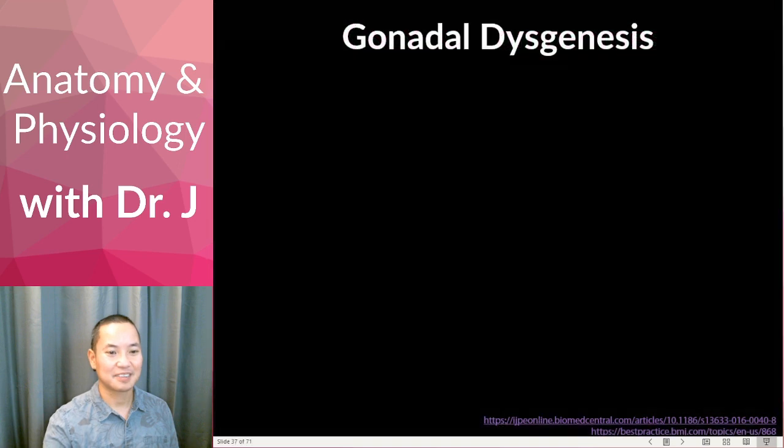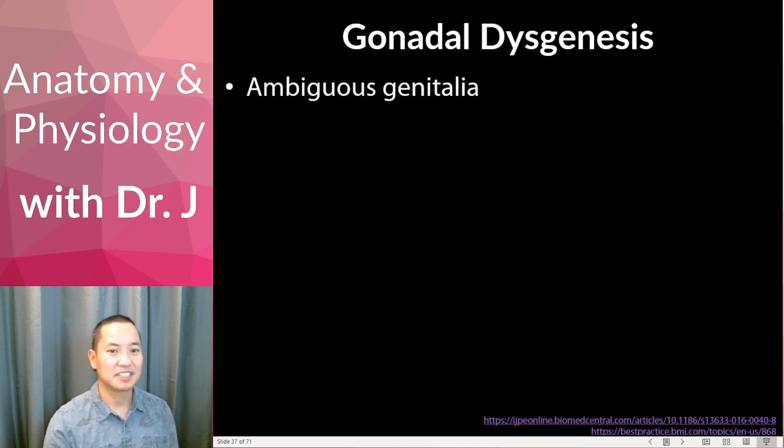So the thing is that this is what we call gonadal dysgenesis. Again, I have a picture of this in your slides, and this is what it looks like. Again, you have genitalia, but is it male external genitalia? Is it female external genitalia? It's hard to tell, right? And this is what we call ambiguous genitalia. Because why? It doesn't really look like either male or female genitalia externally.